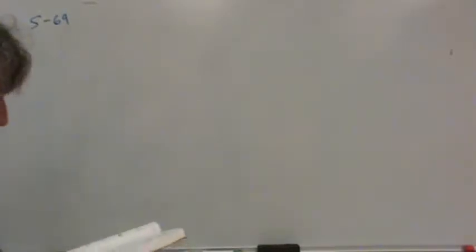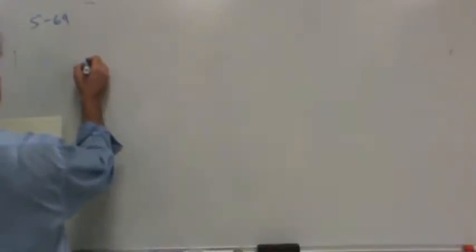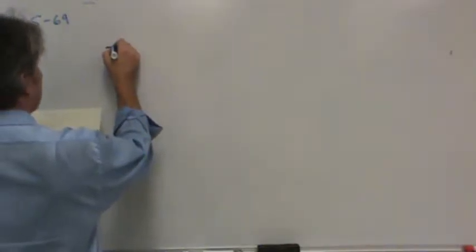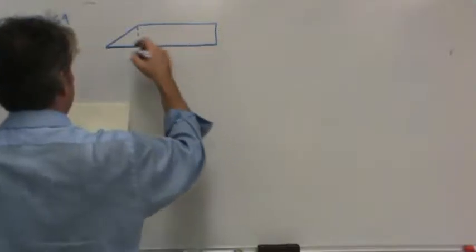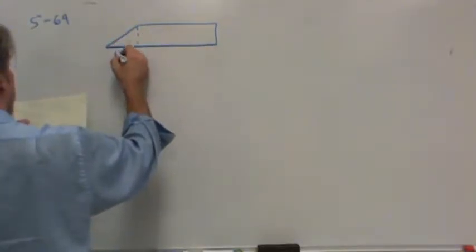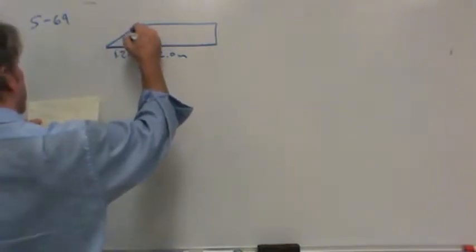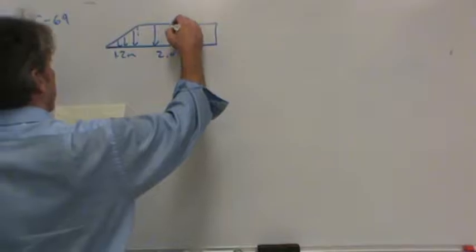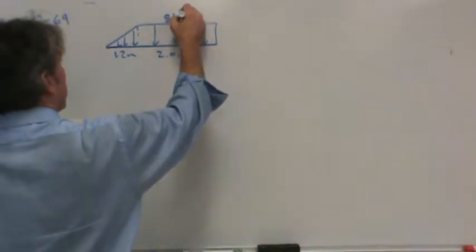This is problem 5-69. It's on page 307. And let's see, I'll just draw it for you. Not too bad of a problem, but this is the first problem we've seen that has a distributed load that increases over its distance. So for 1.2 meters, the distributed load increases and then remains constant at 8 kilonewtons per meter.